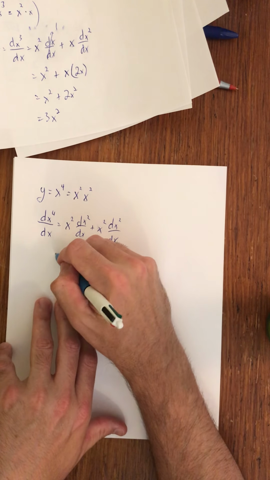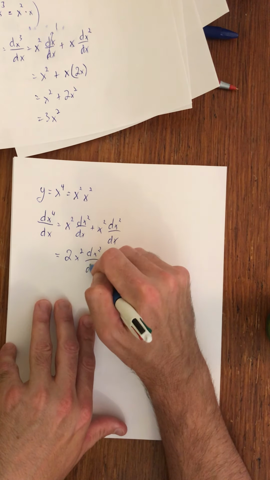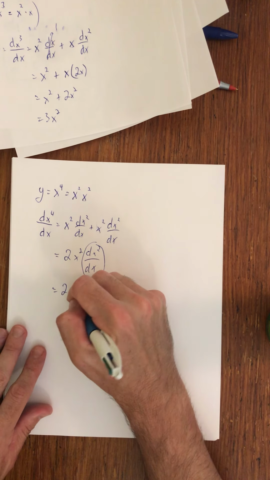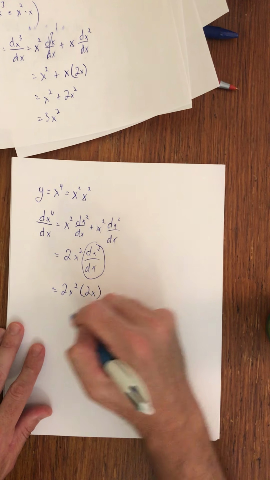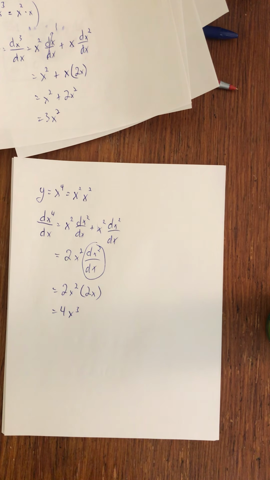Now these two terms are identical, so I'm just going to combine them before I do anything, right? And then we already know the derivative of x squared with respect to x is 2x. And so there you go, I have 4x cubed. So hopefully now you've seen a pattern. I'm going to stop the video for a second and see if you see a pattern.